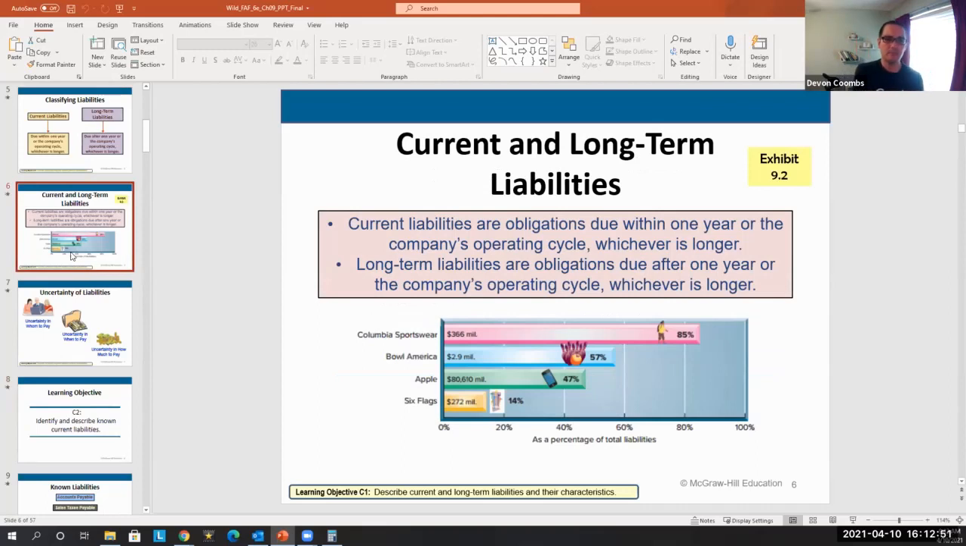So what are some examples of this? This is just repeating the same information, and this shows you what kind of businesses have what kind of liabilities, as a percentage of their total liabilities. And so you can see the different mixes that certain companies have. Retail companies generally have a lot of current liabilities because most of their inventory is funded by liabilities. We've talked about this in other classes.